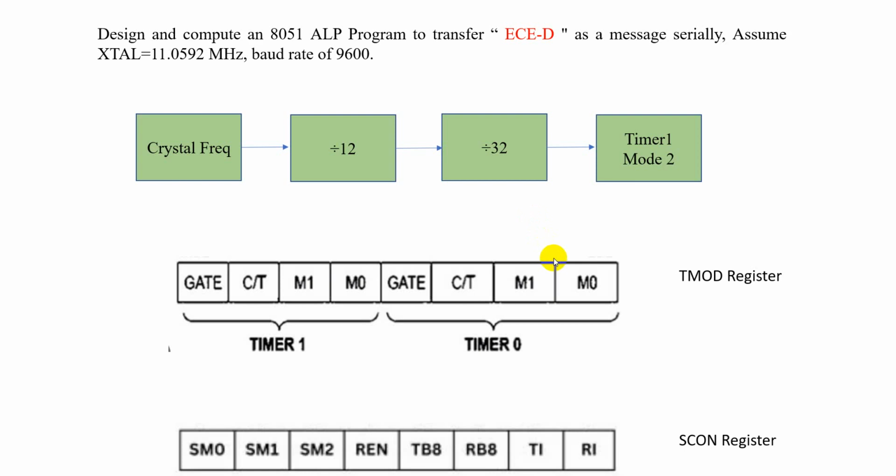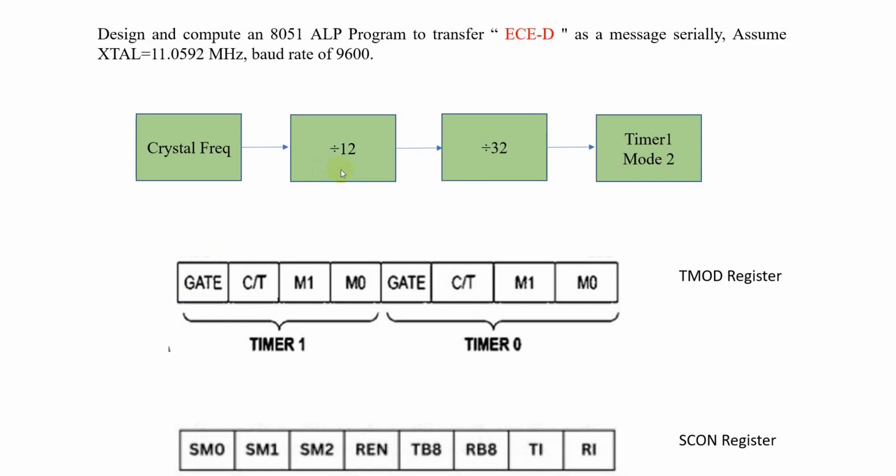Very good evening. Today we are going to discuss serial communication in 8051. Our task is to write an ALP program for serial communication with the help of the 8051. Assume our crystal frequency is 11.0592 MHz and our baud rate is 9600. So the first step, whatever the crystal frequency, we have to convert it to the machine cycle frequency.